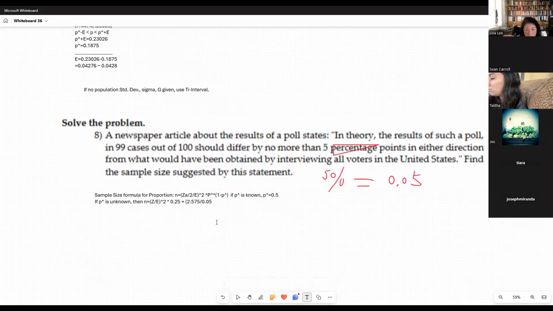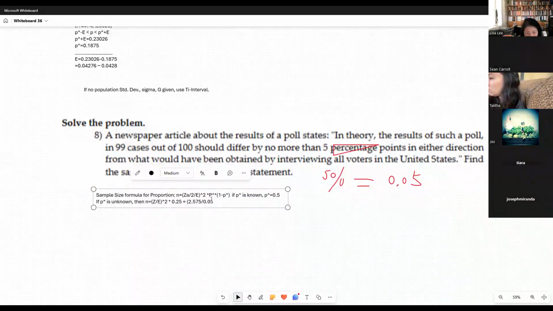Then I'm going to close the parenthesis. So, critical value divided by E, and close parenthesis. Then go to the square power. Now the caret key means raising to the square power. And then we multiply, using this star symbol here, 0.25, because the problem did not specify anything about what happened in the past. Then we just assume a 50% chance happened before. So just put the 0.25.